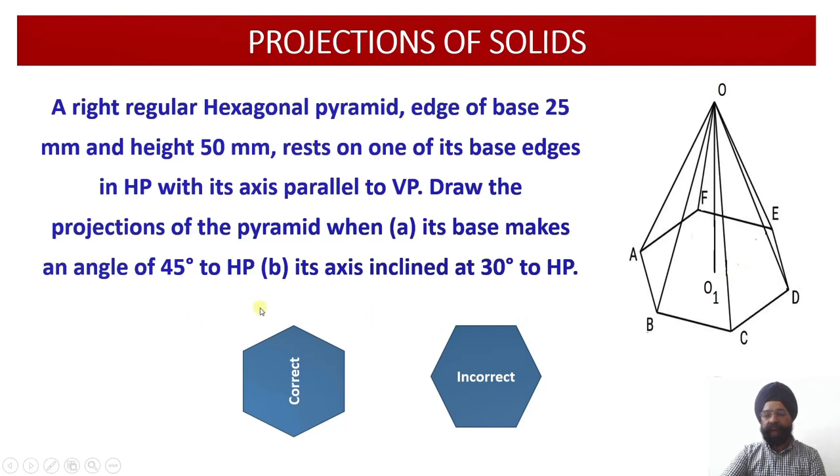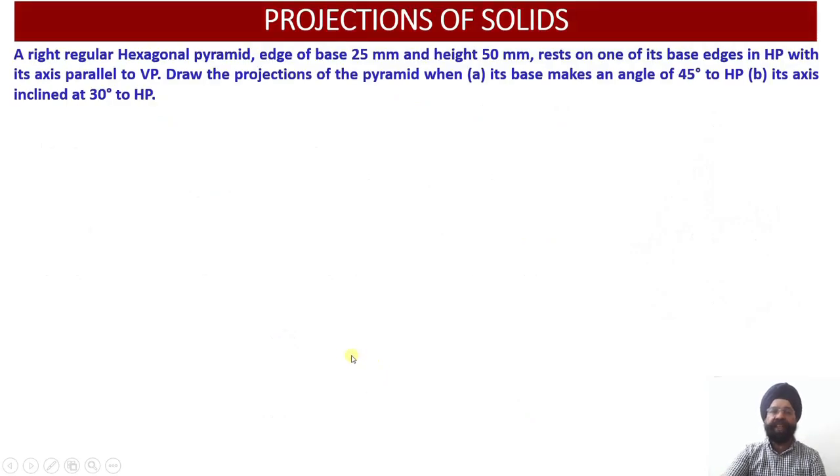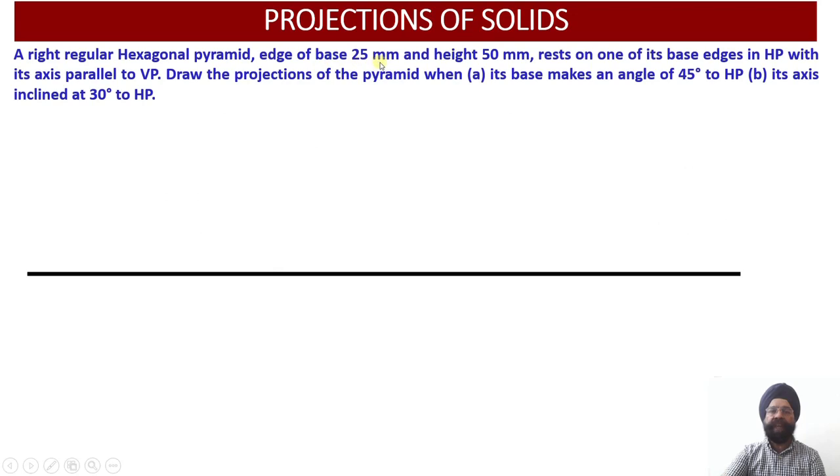That is, we are going to have one of the edges, rather both of these edges, perpendicular to the vertical plane. So let us start drawing the projections. So the edge of the base of the hexagonal pyramid happens to be 25 millimeter. So let us draw the hexagon. So XY line, reference line we have drawn.